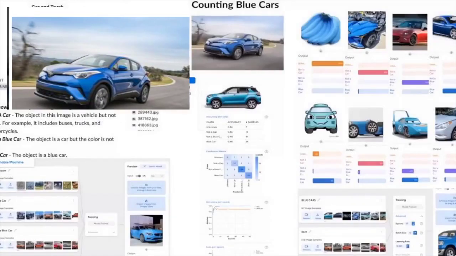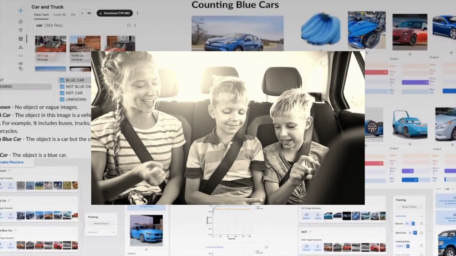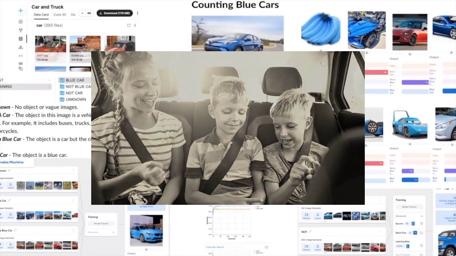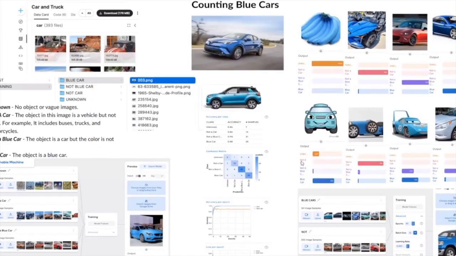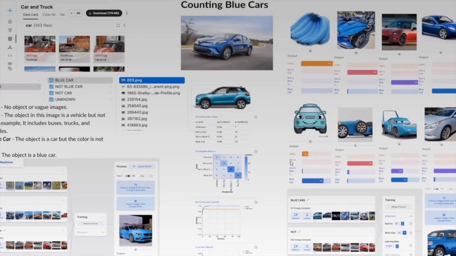So my application idea is called Counting Blue Cars, and it's based on a child's game that we used to play when I was a child on long road trips, where each one of my siblings was given a specific color, and you would count the number of cars that were oncoming. And from there, I thought, well, this would be an interesting use case. How can we actually know if a particular object is a blue car?